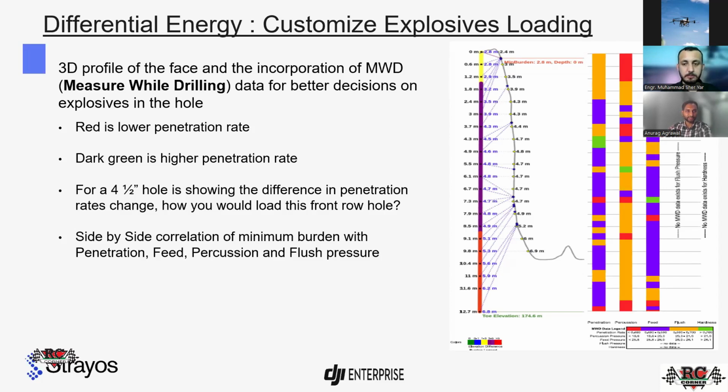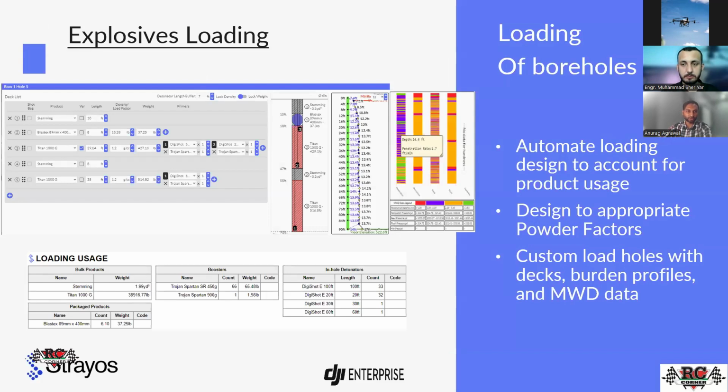So now you can see here explosive loading. For loading of boreholes, you can modify and check your burden as well as MWD. This is the burden, this is the MWD simultaneously. Let me use the laser pointer. Yeah, so this shows the burden and this shows the MWD. Different colors show different penetration rates, and accordingly, while seeing both data, you can modify your loading design. And there are different ways we can plan your loading design.